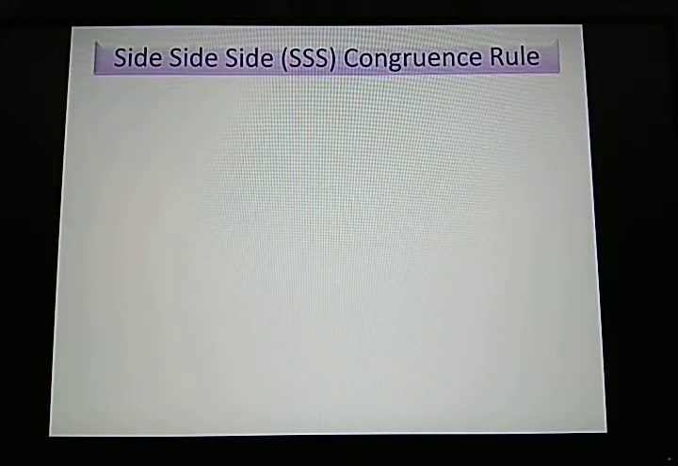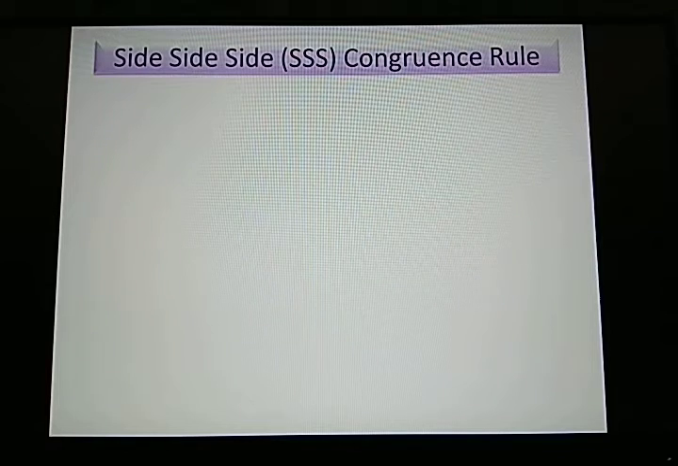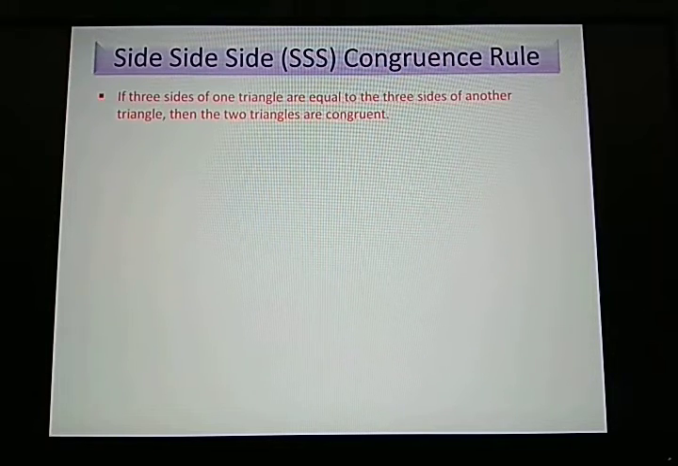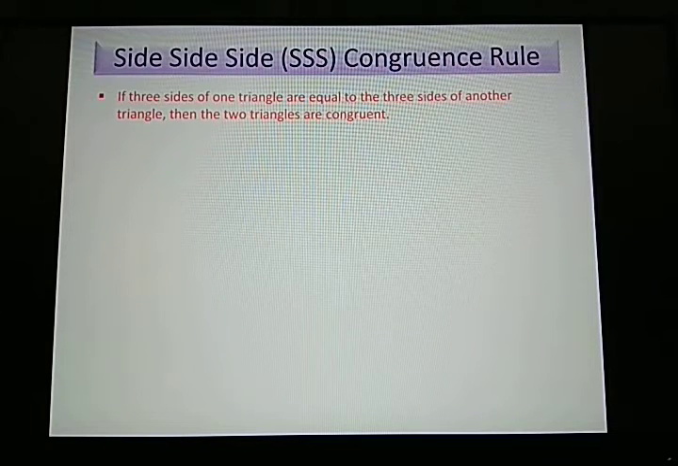So let us begin with the SSS congruence rule, which is also known as the side-side-side congruence rule. Now what does this rule state? The rule states that if three sides of one triangle are equal to the three sides of another triangle, then the two triangles are congruent. We know that in a triangle there are three sides. If we take two such triangles in which the three sides of one triangle are equal to the three sides of the other triangle, then we can say that both the triangles are congruent.